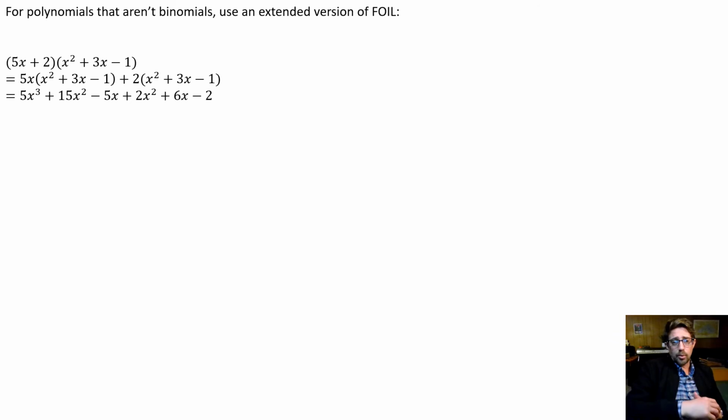And now just combine whatever you can. It may be that you can't combine anything at all. That's fine. Is it that way? No. We can combine the 15x squared and the 2x squared. So that gives us a 17x squared. And we can combine the negative 5x and the 6x, which gives us just a positive 1x. And that's it.